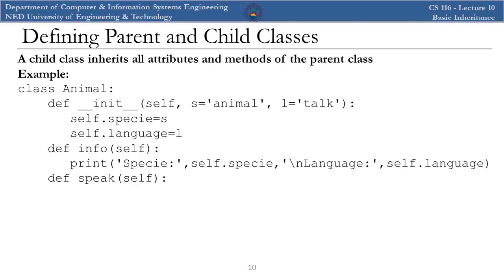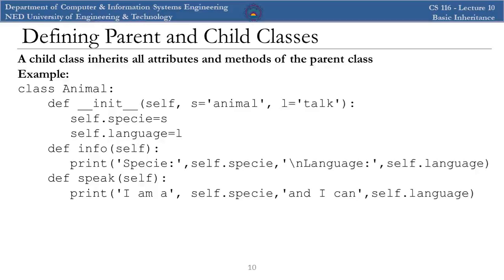This is the third method, speak, and it will print the same information in a dialog form: I am a species and I can speak whatever language we set for that species. So this is about the parent class. If you observe here, we are using two instance attributes, species and language, and we have defined three methods: init, info, and speak, of which init is a dunder method. That means we won't call it explicitly. It will be executed every time an object is instantiated, right?